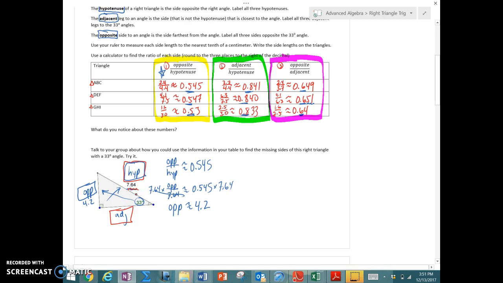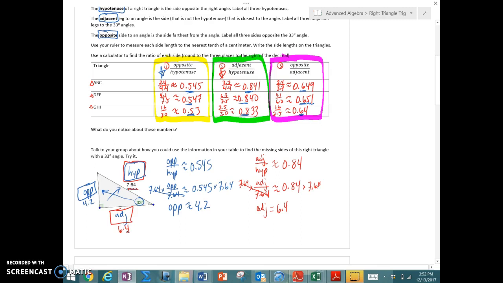So now that you've paused it and tried it on your own, here's what I would have done. I'm going to use the adjacent over hypotenuse ratio from the middle column. And when we did that over and over, we got it to be about 0.84. So in this case, I only rounded to 2 decimal places. I'm not sure why it wasn't consistent. And now I'm trying to find the adjacent. I still know that the hypotenuse is 7.64, so I can set that equal to 0.084. Again, I would multiply both sides by 7.64, and I get that adjacent is about 6.4 in this case.